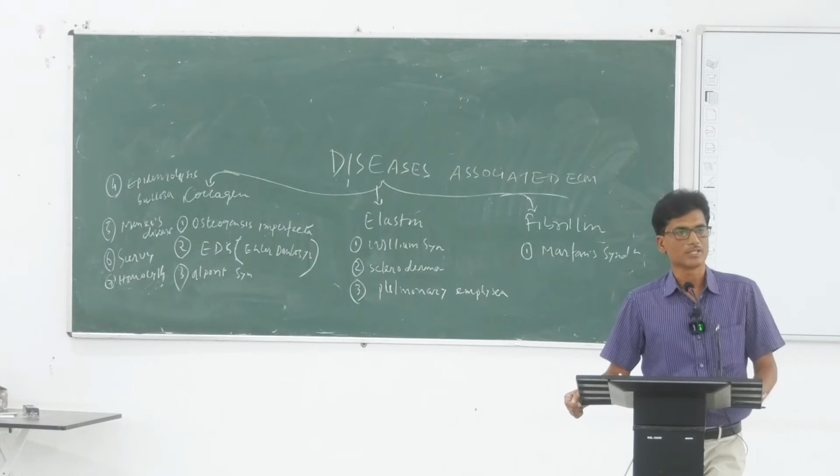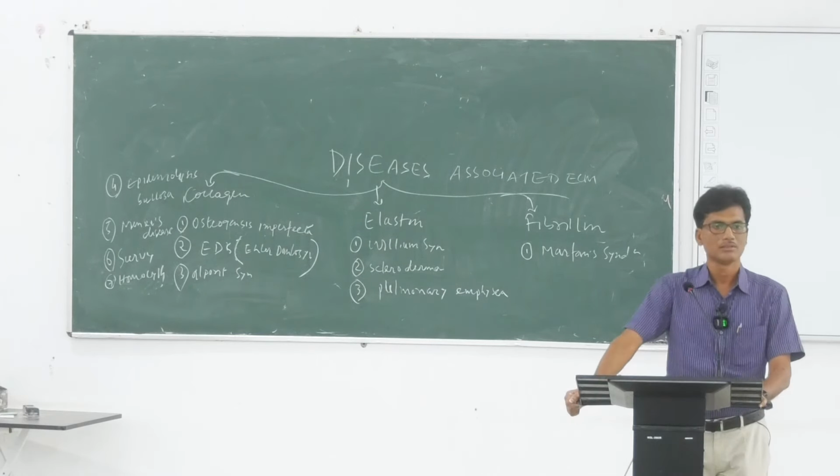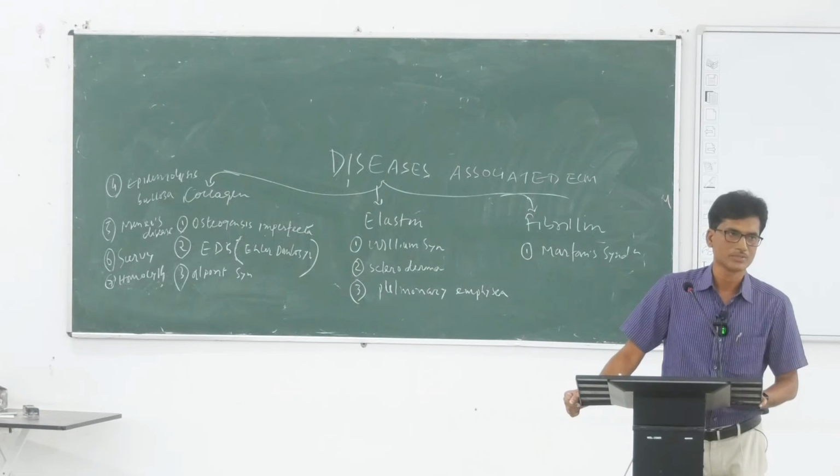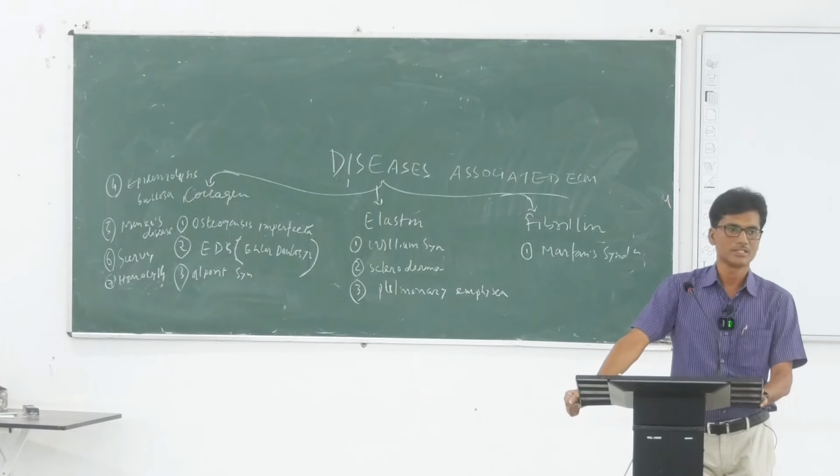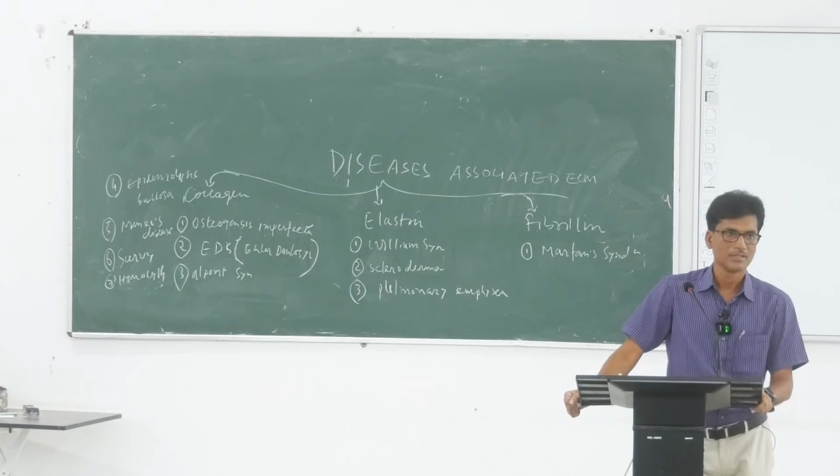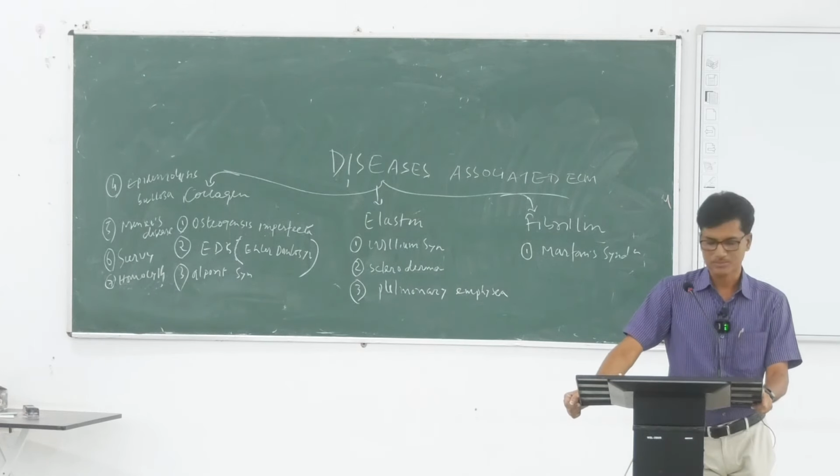Where is type 3 collagen found? Type 3 collagen is found in stretchable organs like skin, lungs, arterial wall.